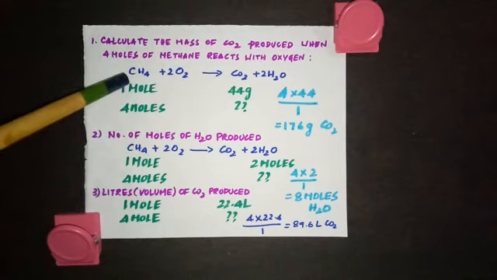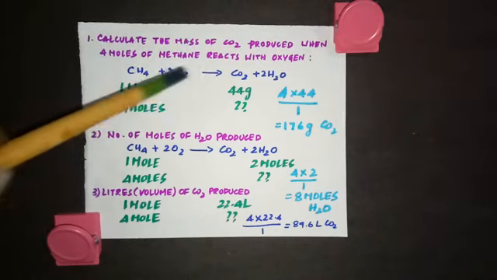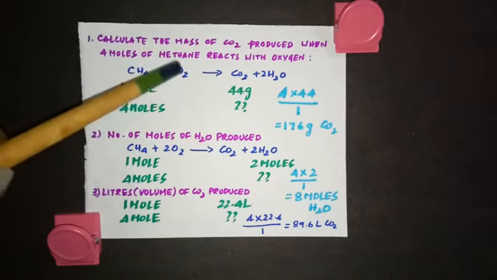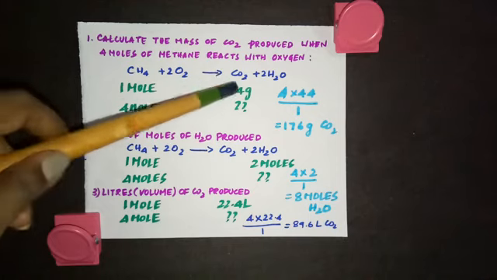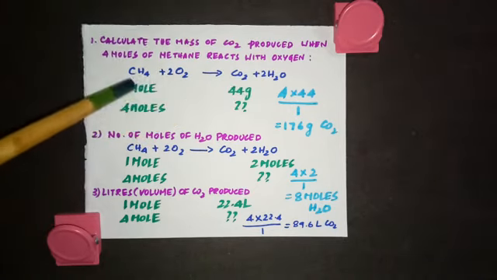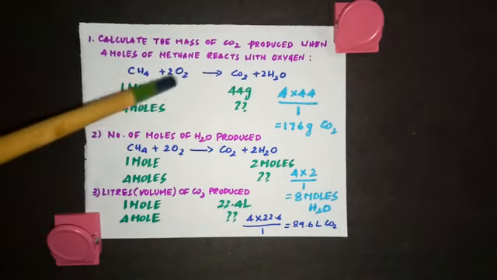So what is the formula for methane? It is CH4, and for oxygen it is O2. So CH4 plus O2 gives CO2 plus H2O. You know, any organic compound, when it reacts with oxygen and undergoes combustion, you will get carbon dioxide and water. After framing the equation, then balance the equation.